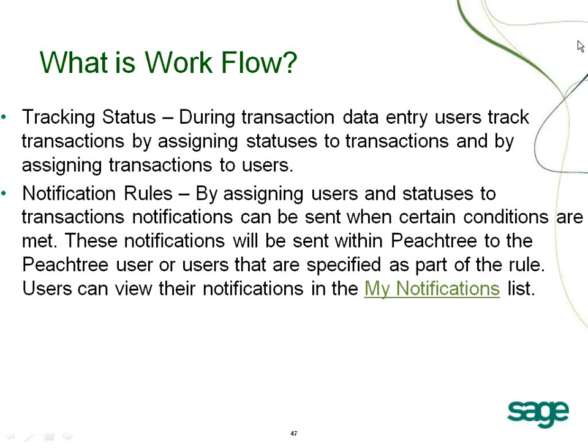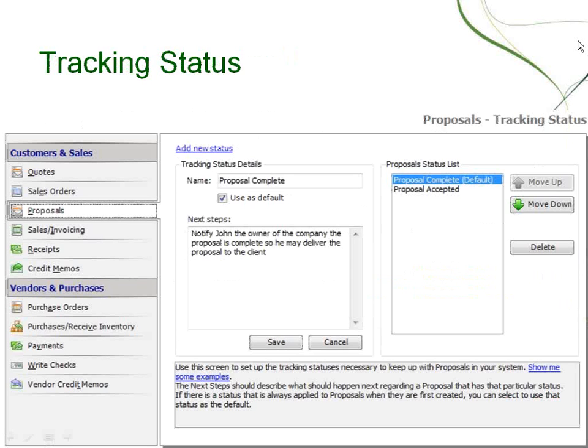What's workflow? Well, workflow gives us the ability to track statuses of where our jobs are or things we need to take care of for our customers. There's notification rules. We can actually have Peachtree help us notify Peachtree users when there's tasks that need to be scheduled or taken care of.